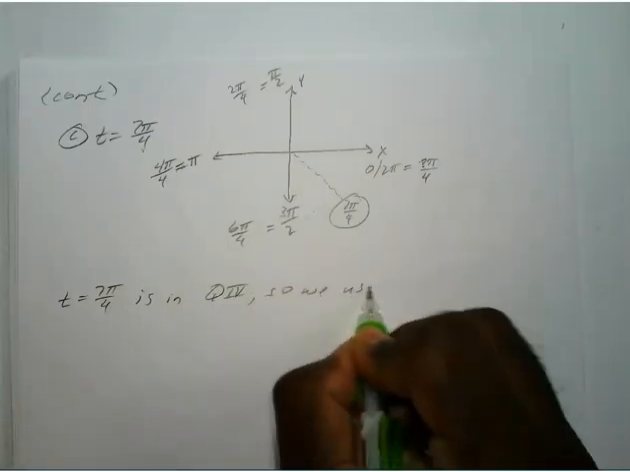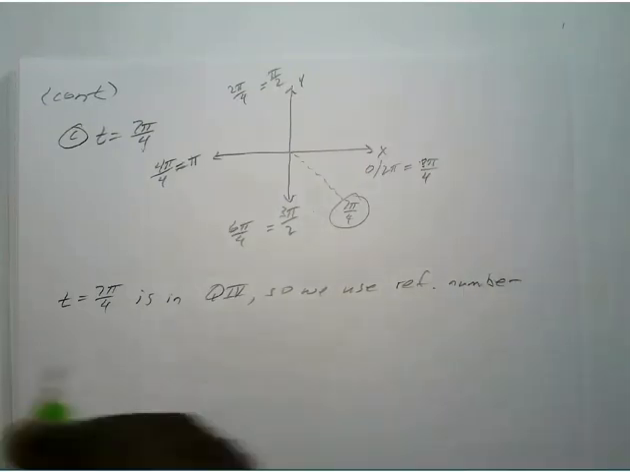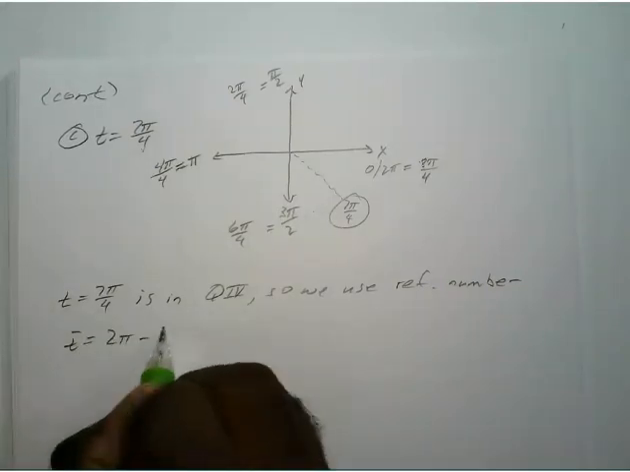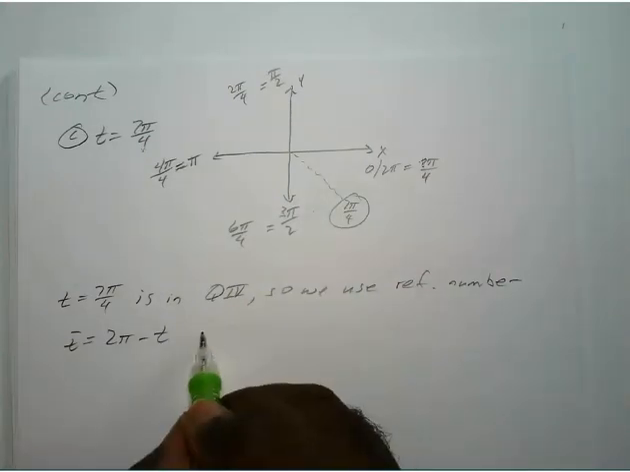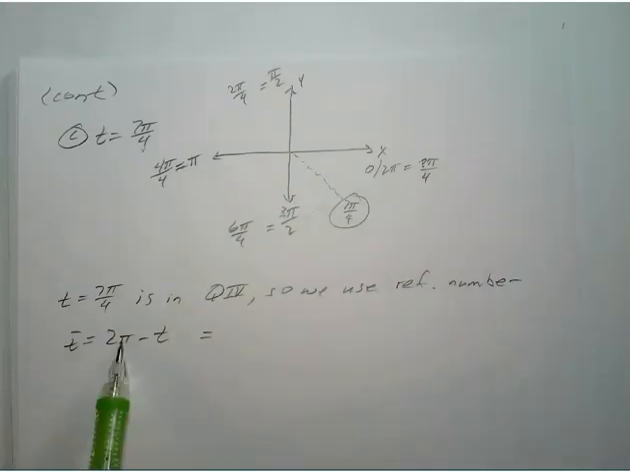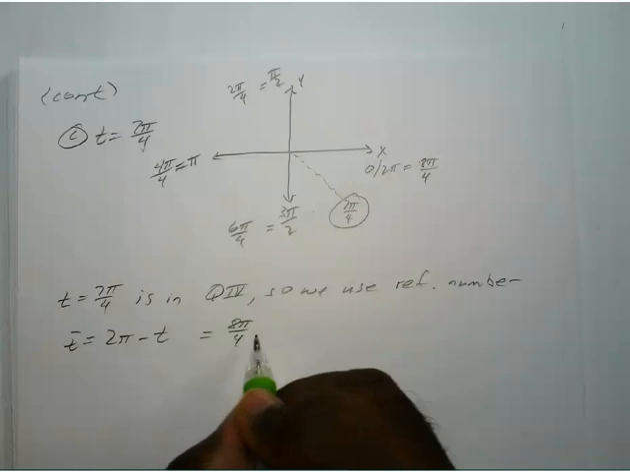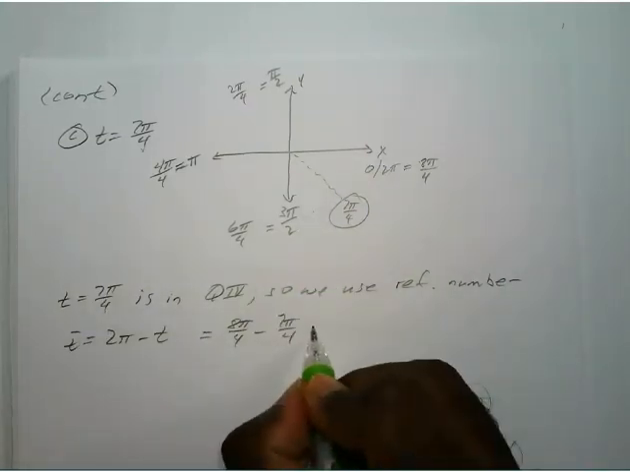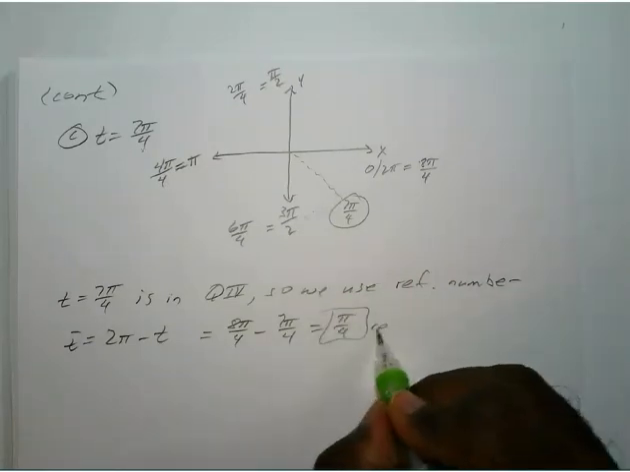So we use the reference number t bar is equal to 2 pi minus t. Okay, so that's going to equal 2 pi. If we want to get our matching denominators, we can just make that 8 pi over 4. So 2 pi will make that 8 pi over 4 minus our 7 pi over 4, which is pi over 4. Okay, so that gives us our reference number.